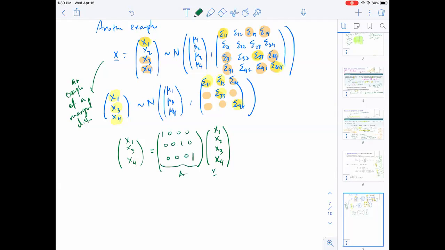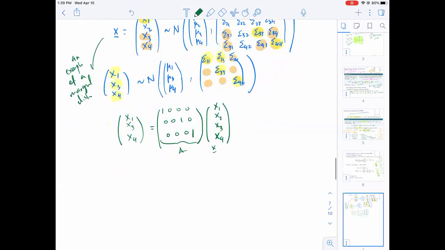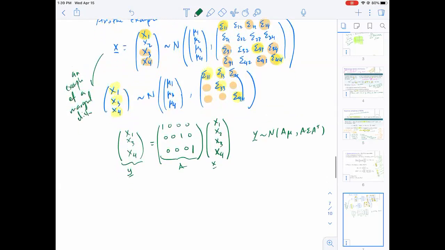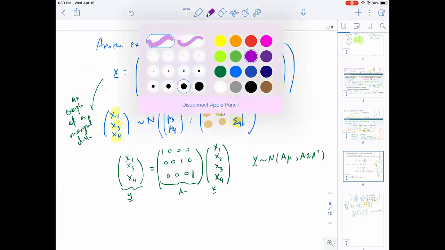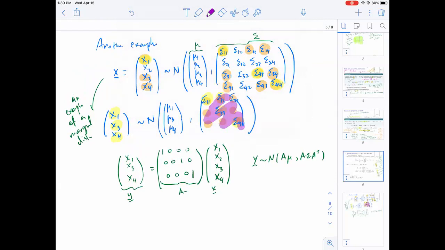This is X. If I call this Y, then the result is saying that Y is going to be normal with mean A mu and covariance A sigma A transpose, mu being this and sigma being that. You can verify that A times sigma times A transpose gives you just the result that we talked about. Evaluate this using A, and it should give you this. So this result is proved like that.